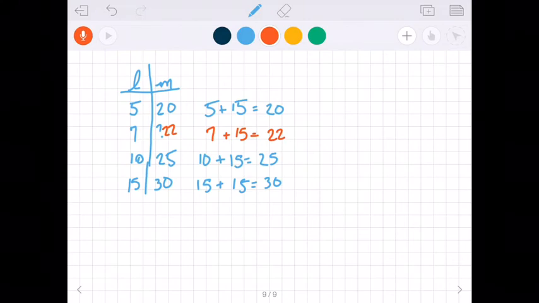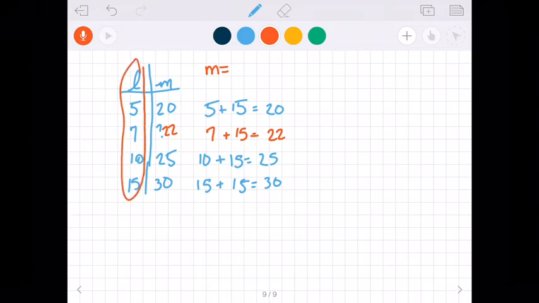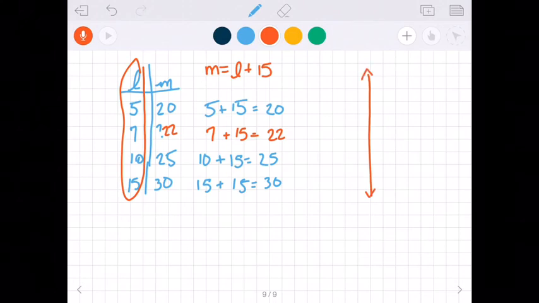So if we were going to write this as an equation, how would we do it? Well, we are finding M, right? M is equal to our L plus 15. And could we graph these functions? Wouldn't that be kind of fun? Let's see what happens when we try to graph that function. Well, we can make ourselves a nice little graph.